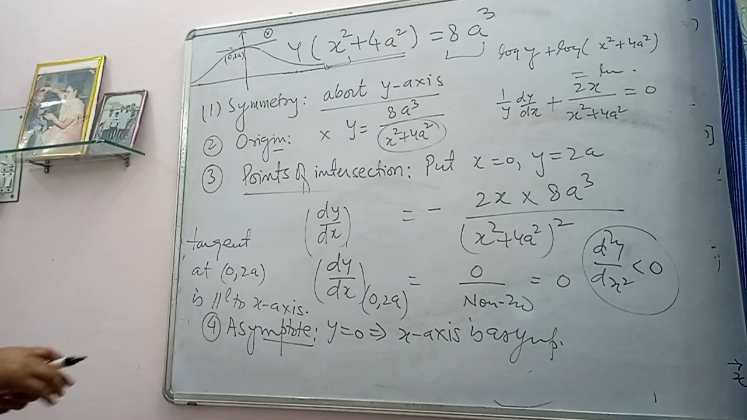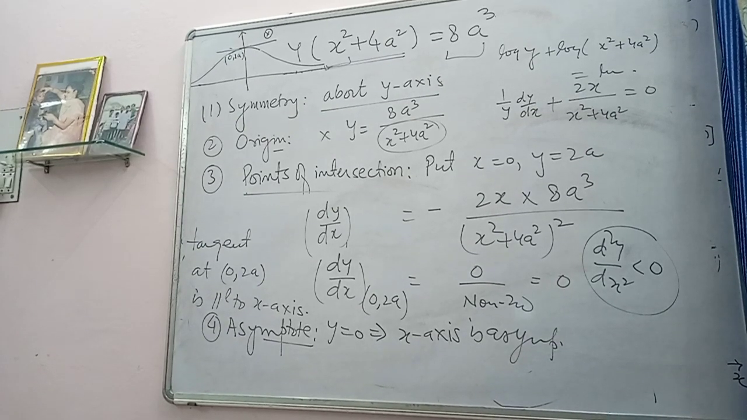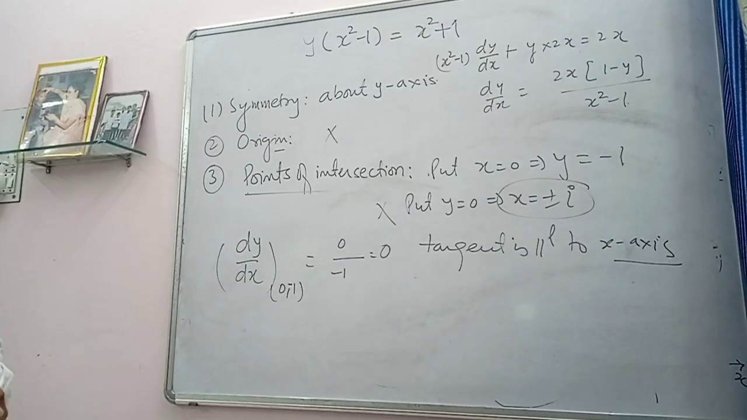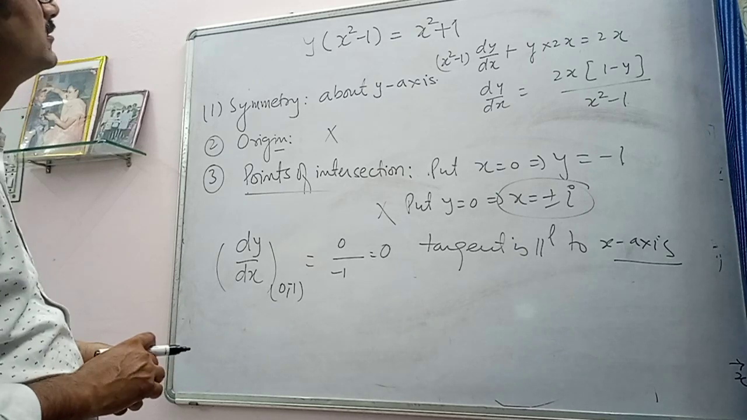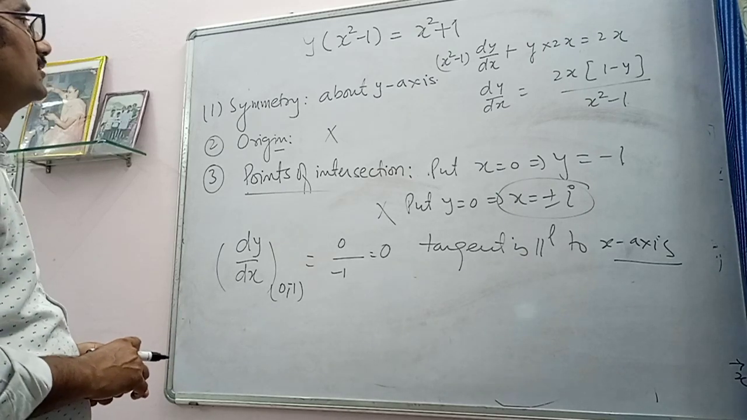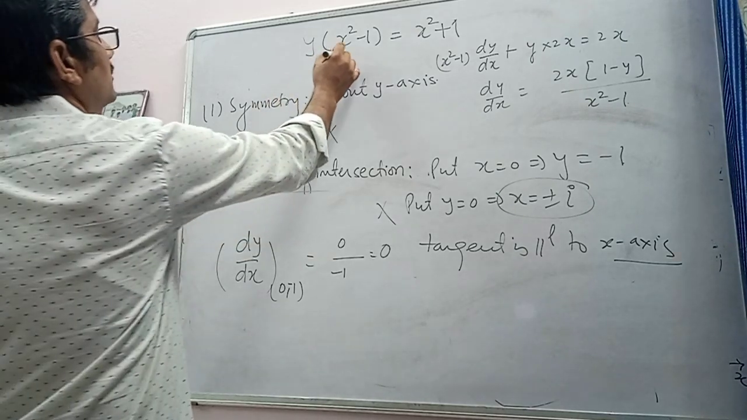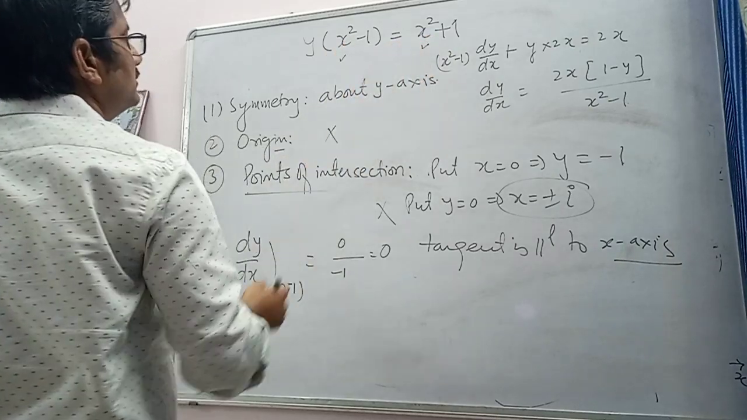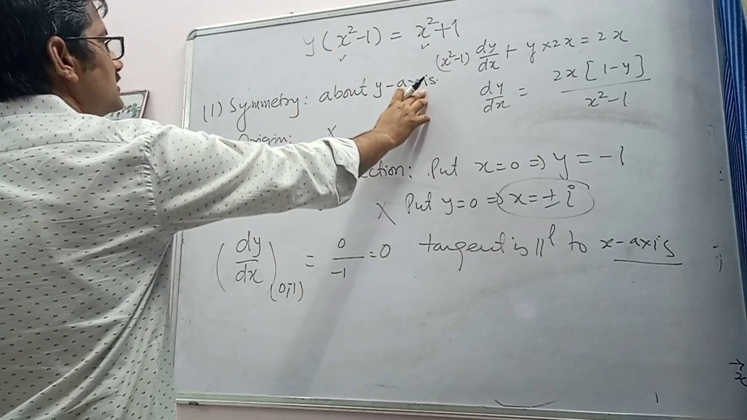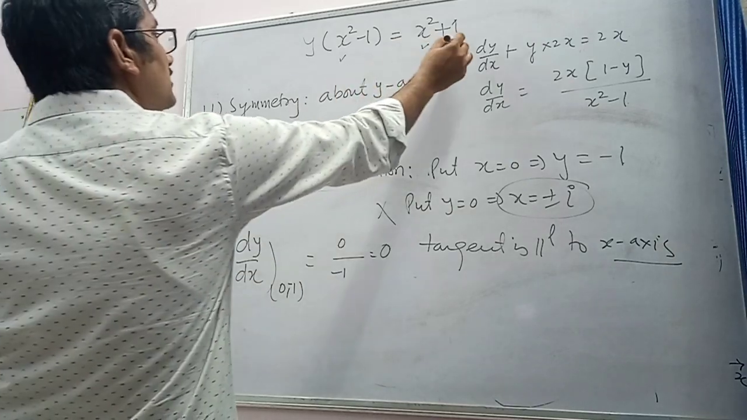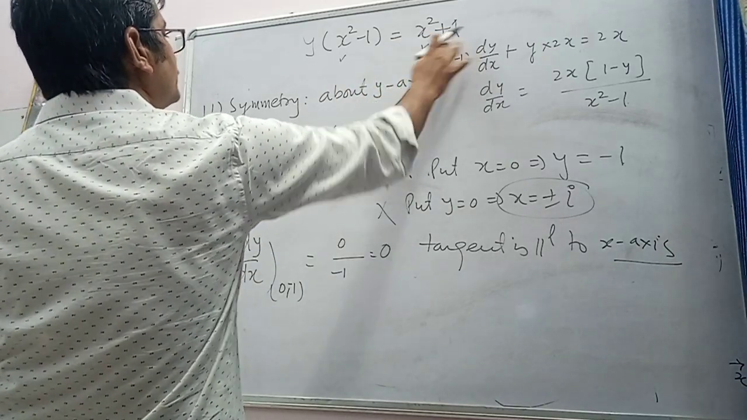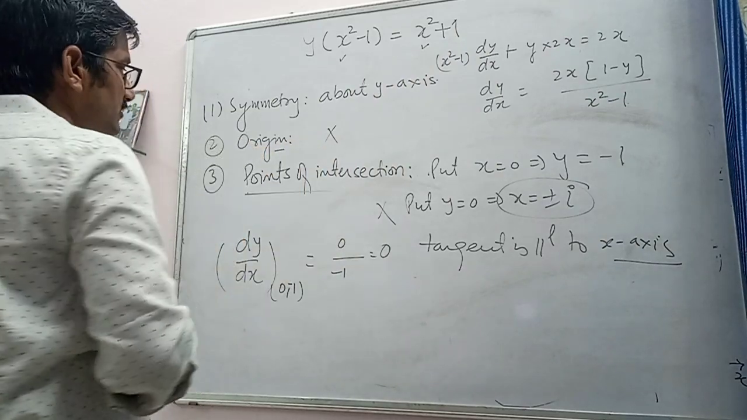Okay, so next we will discuss the next example: y into x square minus 1 is equal to x square plus 1. So all the powers of x are even, so the curve is symmetric about y-axis, no other symmetry. Curve has a constant term 1, so it does not pass through the origin.